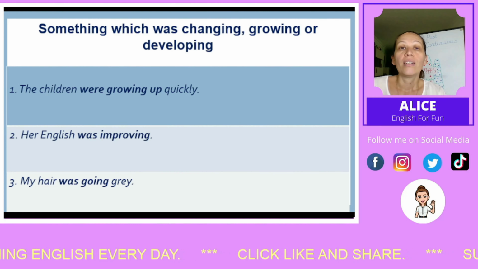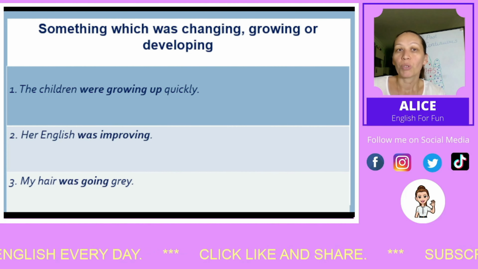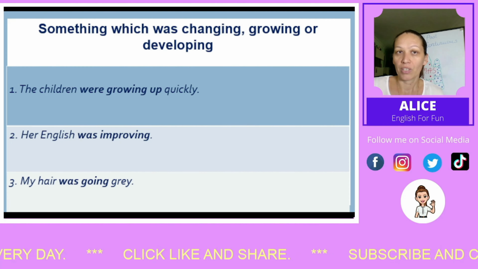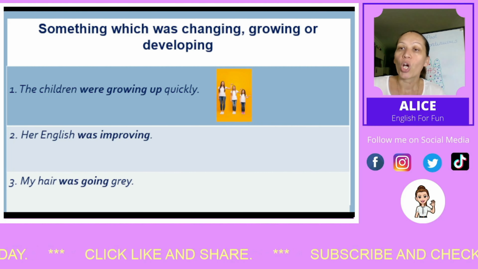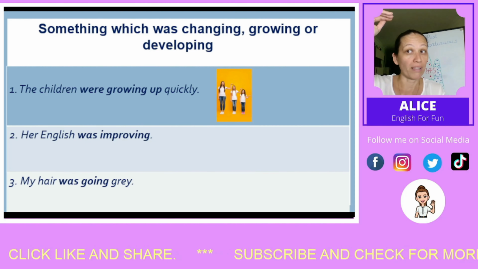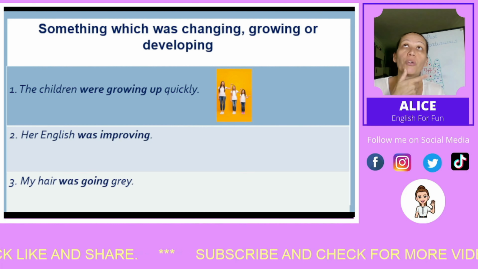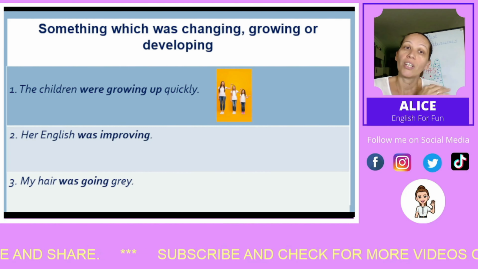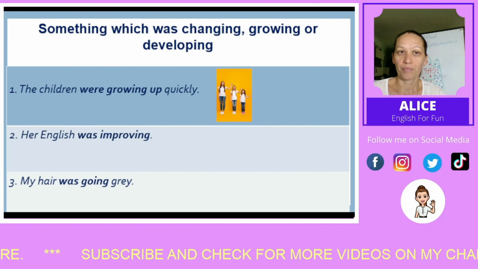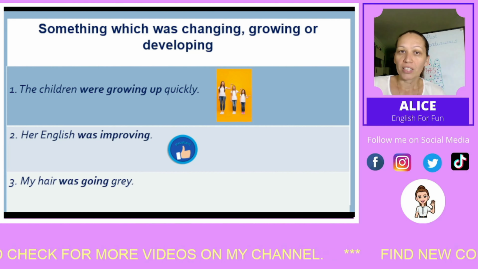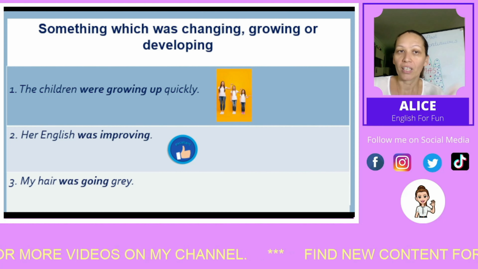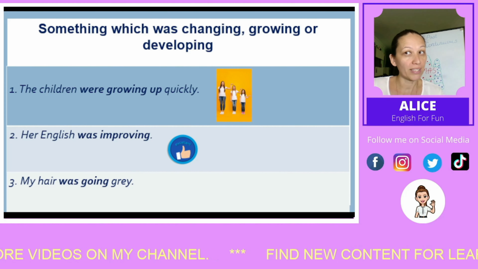Number 4. We use past continuous when we're talking about something that was changing, growing, and developing. For example, children were growing up quickly. So obviously you've got kids and now they are big ones, probably they're already adults. But when you remember when they were little ones, they were growing up quickly. Her English was improving. So we're talking about someone's knowledge that was changing, developing, improving. Her English was improving because she was practicing every day.